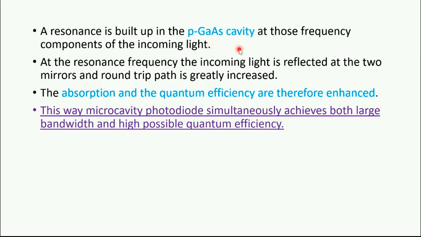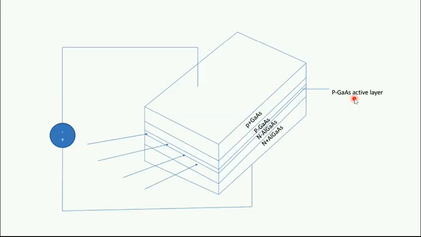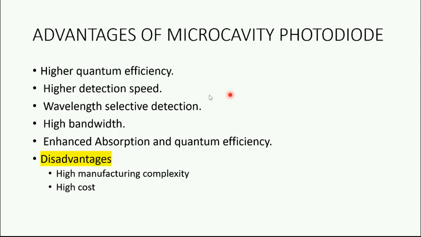The gallium arsenide is the cavity here, the Fabry-Perot cavity. The absorption and quantum efficiency are therefore enhanced because of the Fabry-Perot cavity. You can see the gallium arsenide, and the mirrors are formed by the P region and N region. So these are the advantages of the microcavity photodiode.